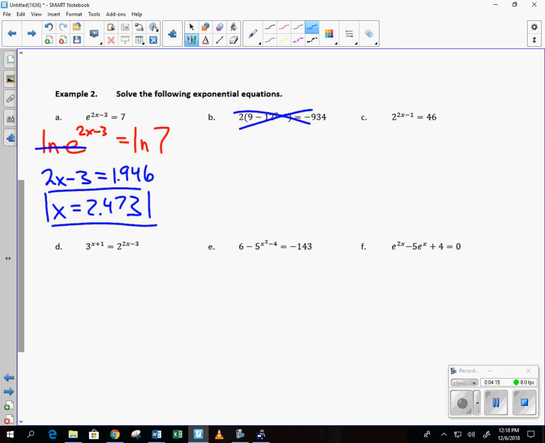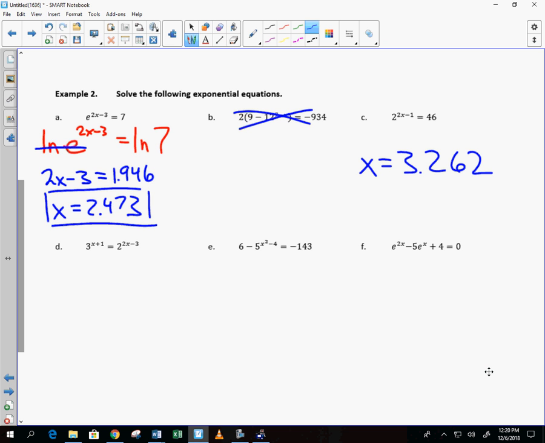Pretty straightforward, huh? Try letter C on your own. Go. Okay, somebody want to give me a result? Be brave. Throw it out there. We all make mistakes. 3.262. Any questions? Somebody want to see me go over it? Are we okay?